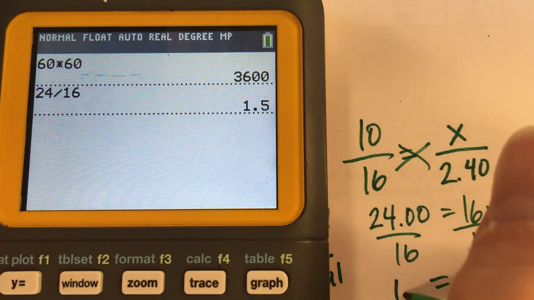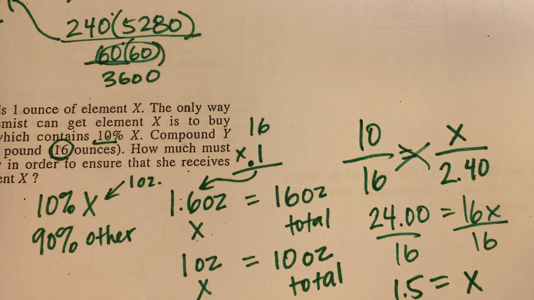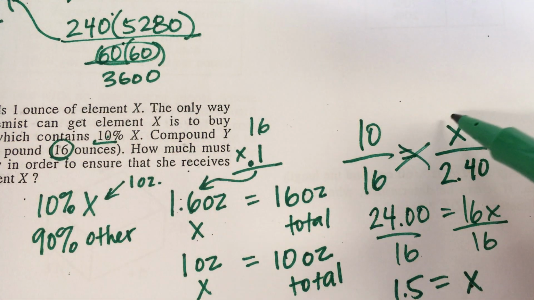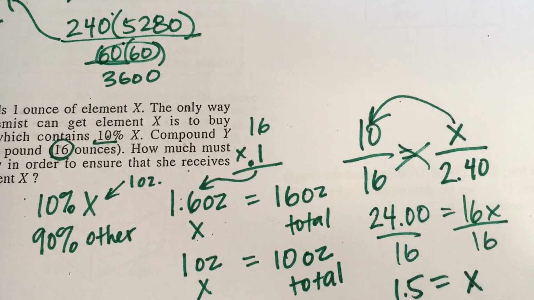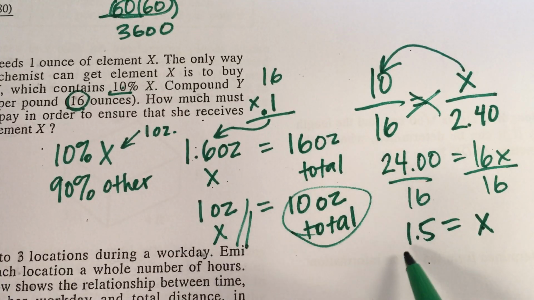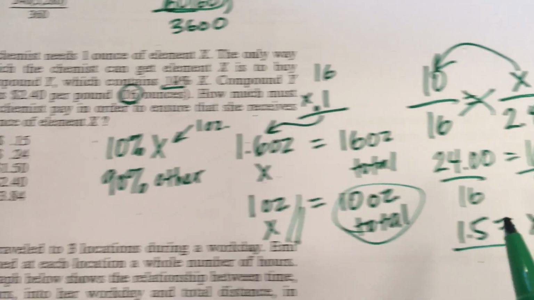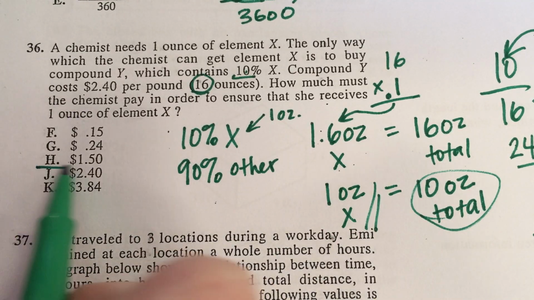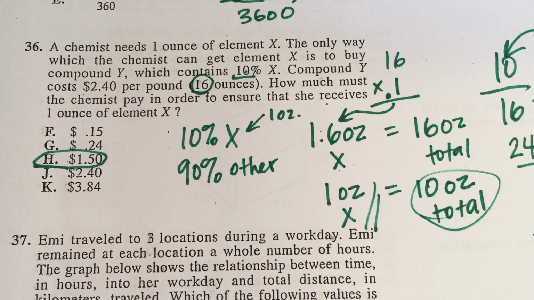So x equals 1.5. So x was how much it costs for 10 ounces, which is what I need in order to get 1 ounce of X. So this is the cost for 10 ounces, which would be 150. Now that I'm looking at that, that seems kind of complicated, so I'm thinking about another way that I might be able to solve this problem.